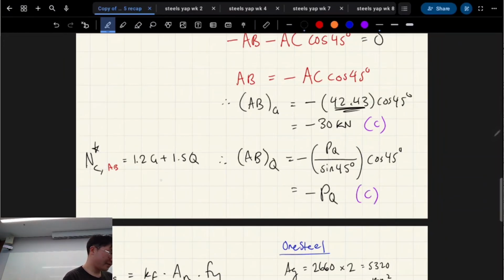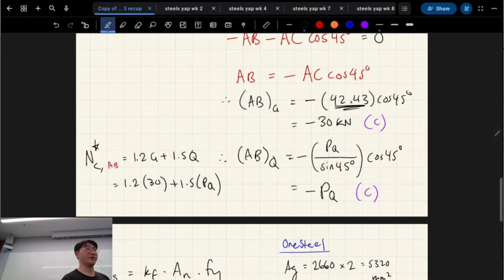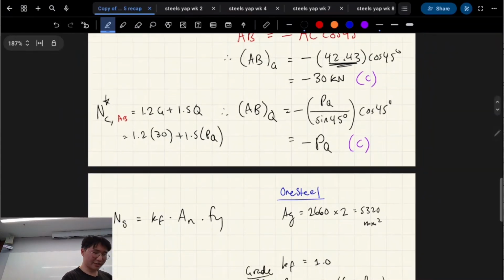Okay, now focusing on the left here, 1.2 G, 1.5 Q. Wherever we see G, we plug in our compressive dead load. Wherever we see Q, plug in our compressive live load. Got it? So that's external forces done.